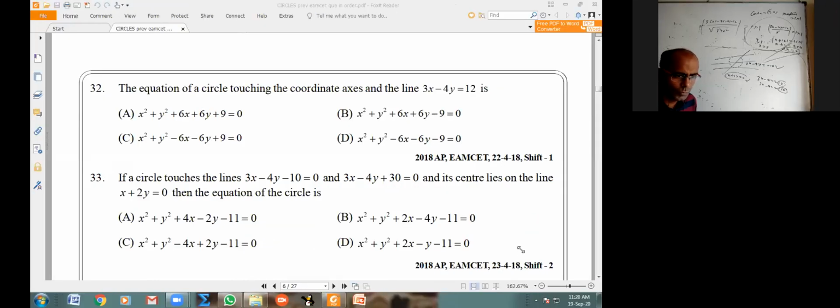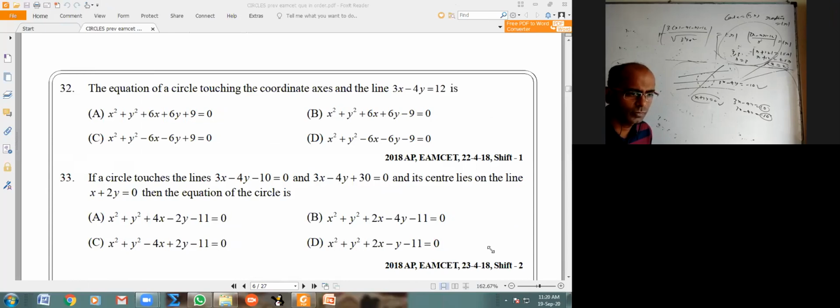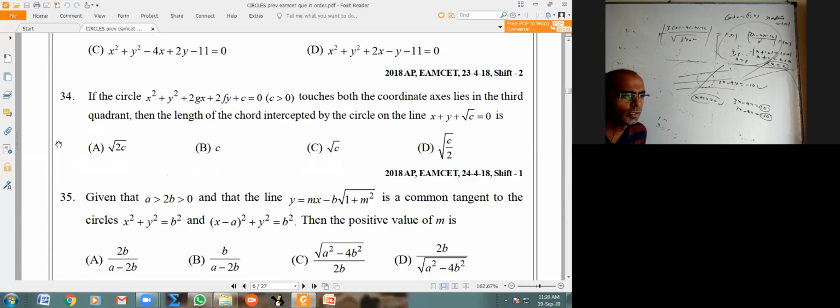I think I should stop this share screen in between for recording purpose. Okay. So 32, 33. Any doubt about 34? Anybody?